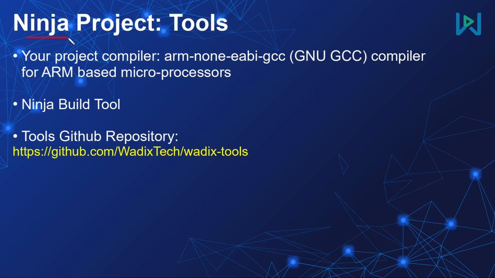Our project will be a Ninja build system based project, and this project is dedicated for embedded systems, and to be more precise, we'll be targeting an ARM Cortex-M based microprocessors platforms. To be able to compile the list of the C sources for this ARM Cortex-M microprocessor, we'll need a compiler and toolchain.